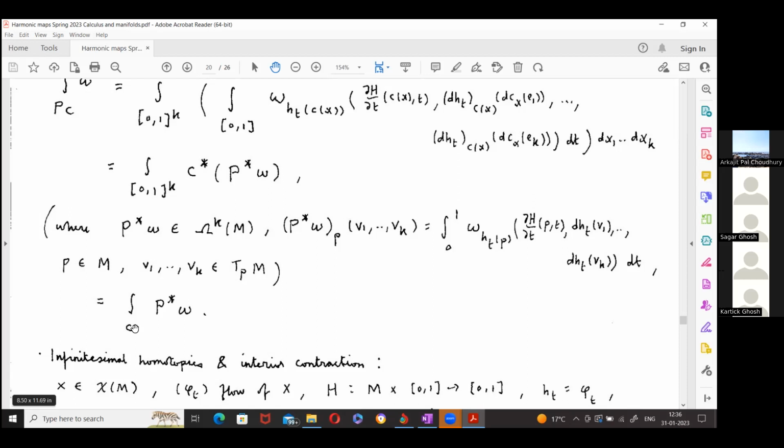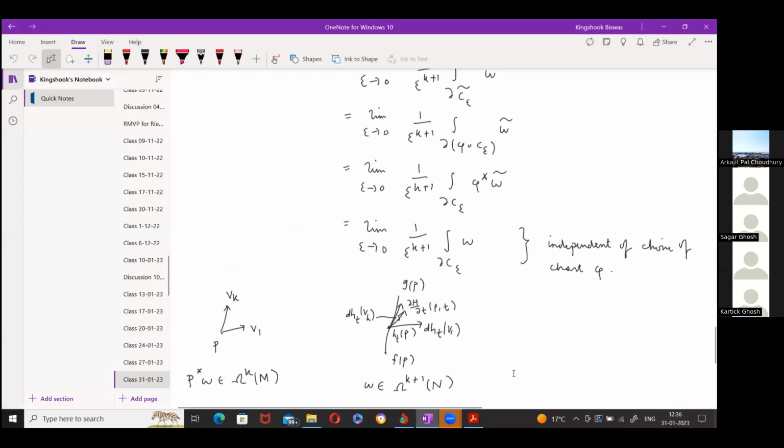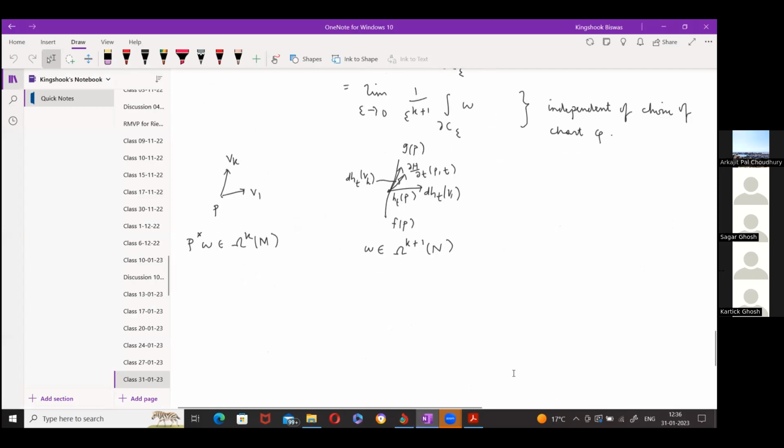So what do we get? We get that the integral of omega over PC is equal to the integral of P star omega over C. In other words, the pairing between omega and PC is equal to the pairing between P star omega and C.